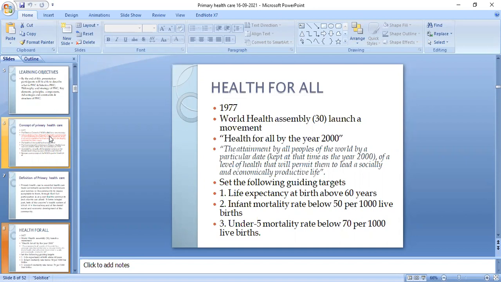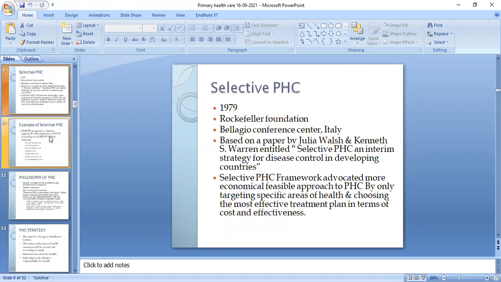They define health for all as the attainment by all peoples of the world, by a particular date, kept at that time as the year 2000, of a level of health that will permit them to lead a socially and economically productive life. It sets the following guideline targets. Number one target is that life expectancy at birth will be above 60 years, infant mortality rate below 50 per thousand live births, and under 5 mortality rate below 70 per thousand live births.